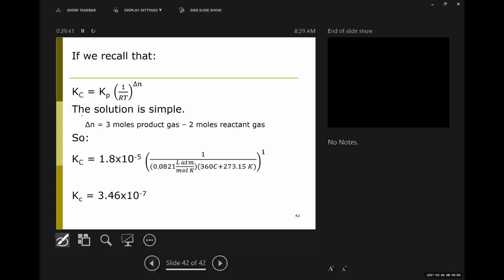And of course, you could go the other way. The math just is the reverse, where I would know Kp and I'm trying to calculate Kc, or I know Kc and I'm trying to calculate Kp.